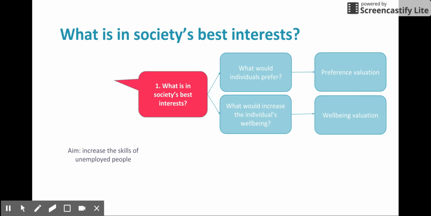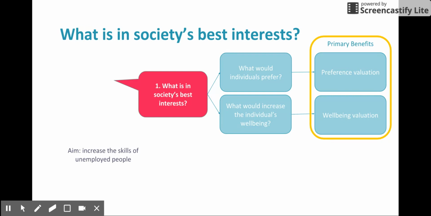Asking what individuals prefer is known in the industry as the preference valuation method, and asking what would increase people's well-being is known as well-being valuation. Whichever method she chooses, there are ways to measure what improves the welfare of the individual and value the benefits to the individual, which are known as the primary benefits.